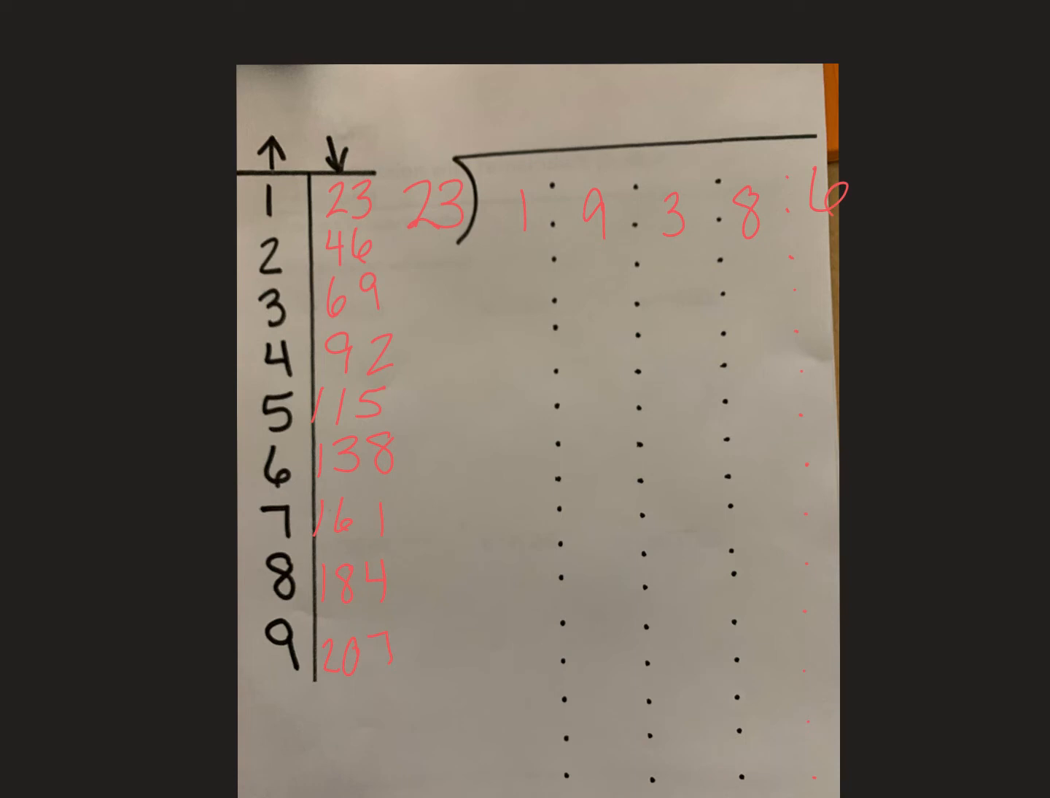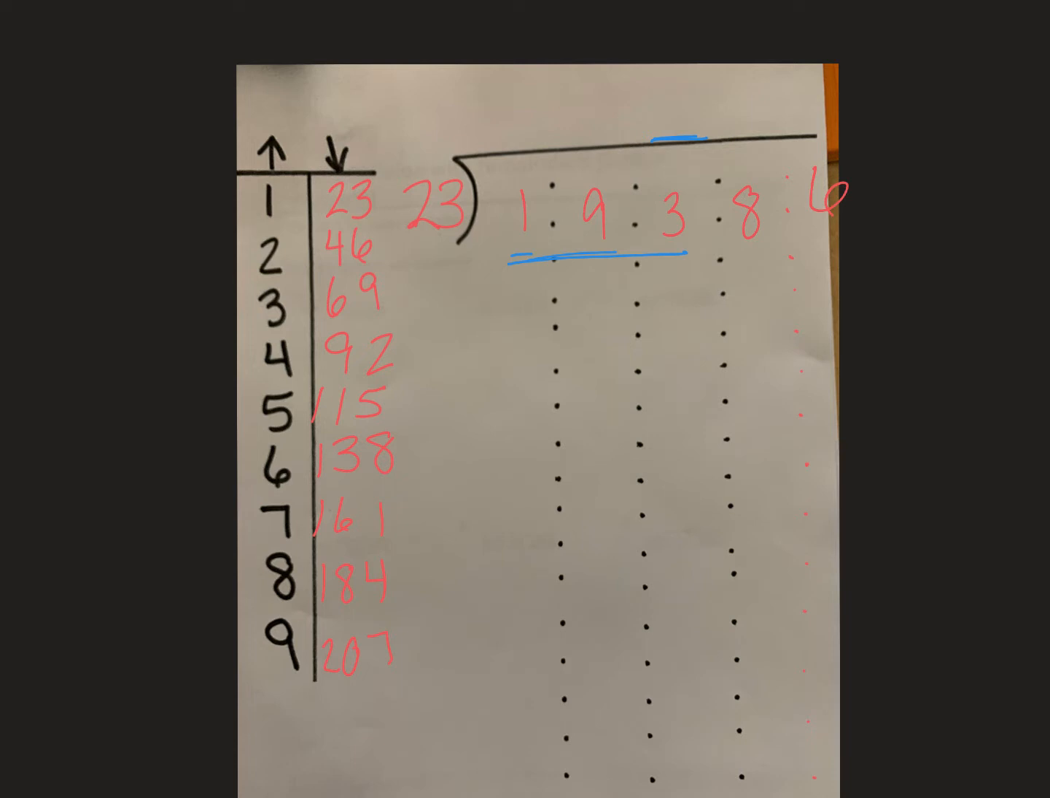Okay, so I sent home a math aid to help with our students with two-digit multiplication. So they're looking at 23 will not go into 1. It will not go into 19. So you're going to have to go all the way to 193. So I need to see how many times will 23 go into 193.